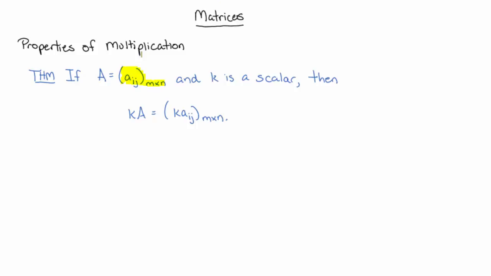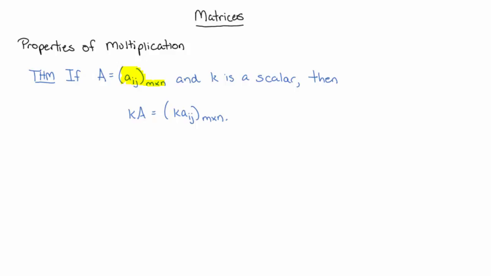So A is an m by n matrix, and a single element in that matrix we'll call A sub ij. And K is some scalar. It could actually be an imaginary or a real number. Then K times the matrix A is just going to apply K to each element within the matrix. So it's going to be the quantity K a sub ij, and it's an m by n matrix.